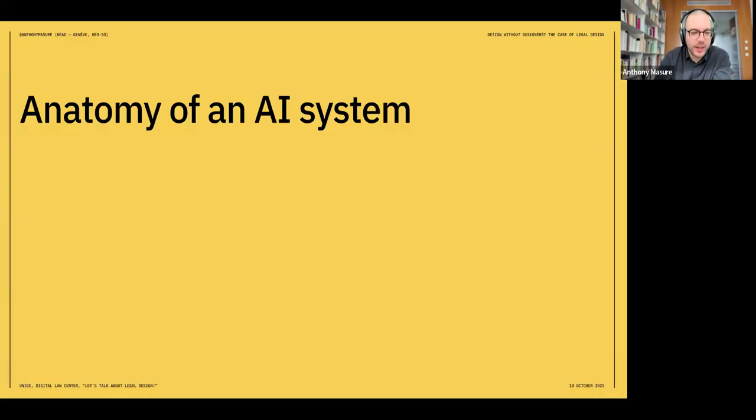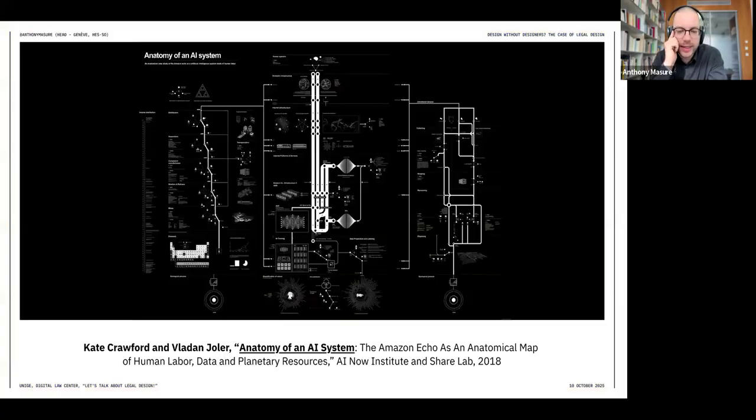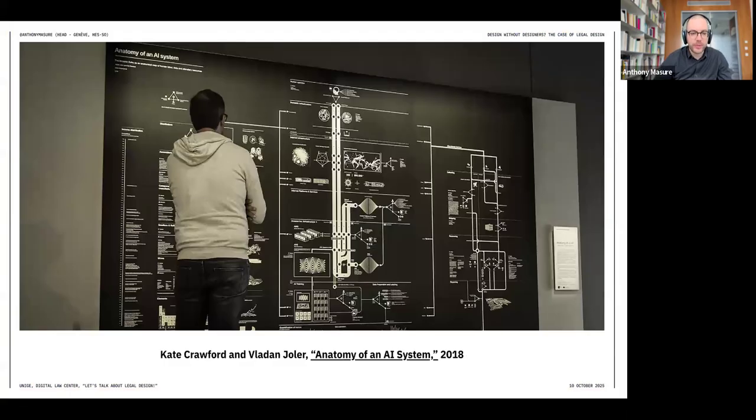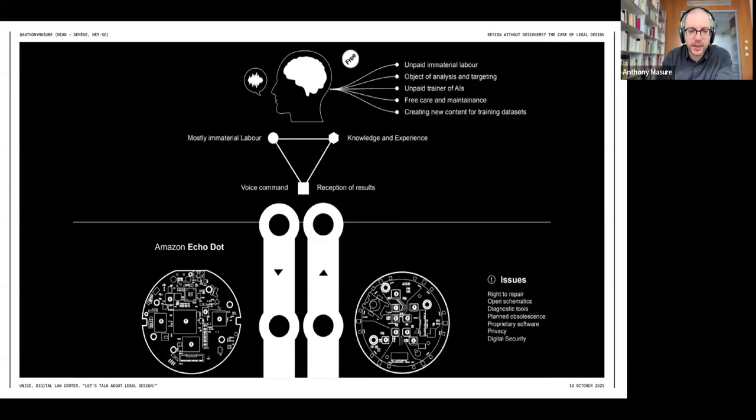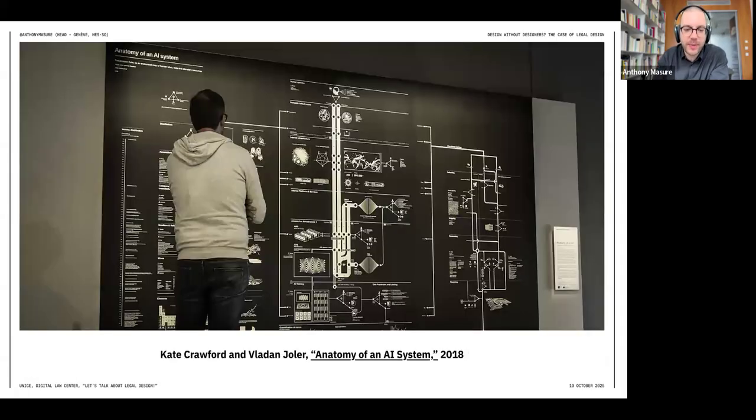infographic work, Anatomy of an AI System from 2018 by one graphic designer and one researcher, Kate Crawford and Vladan Joler. And on this really big schema, they analyzed the meanings and the function of an Amazon Echo smart speaker. So there is a fascinating map of human labor, ecological problems, and so on. And it's not only representing something as a fact, but analyzing a whole material and ecological system. Here is some zoom of the map. So it would be interesting to see works like that applied to the law field.